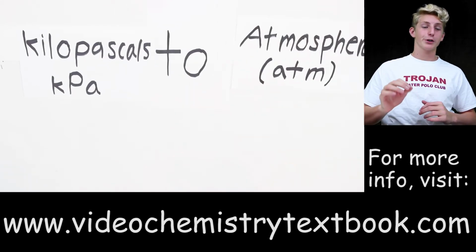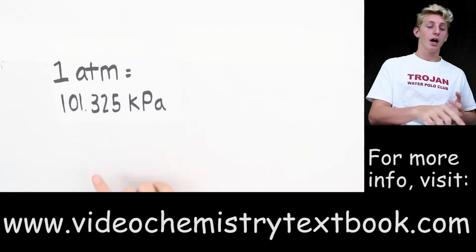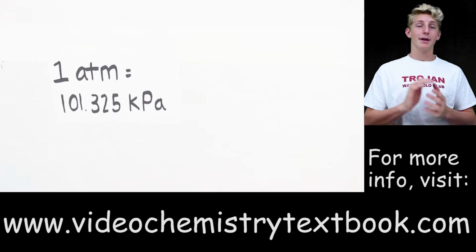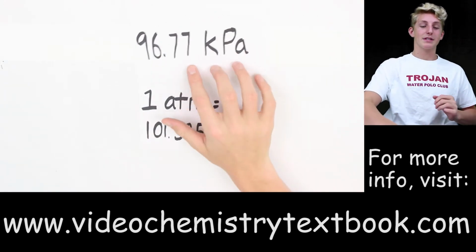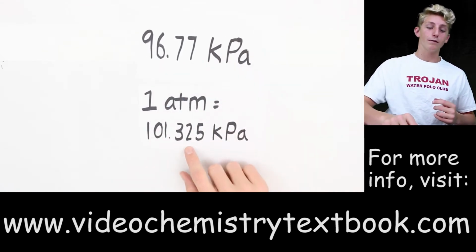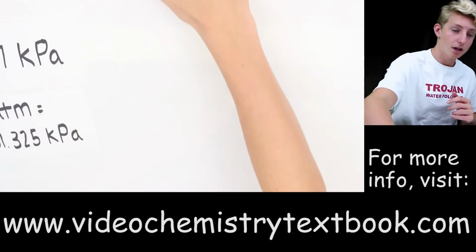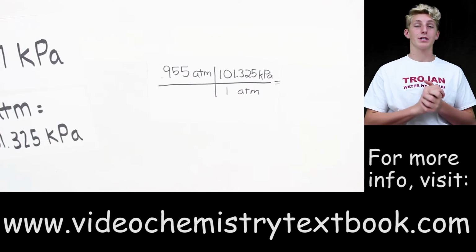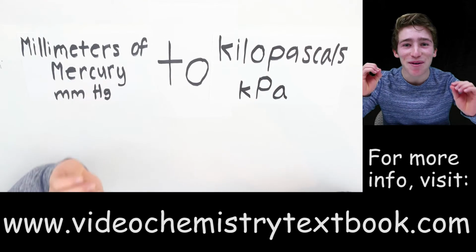Okay, so say we were to start with kilopascals and try to convert to atmosphere. We use the same conversion factor, which is 1 atmosphere is 101.325 kilopascals. But this time we use dimensional analysis and division, putting 96.77 kilopascals, which is the answer from the first problem, over 101.325. By using this, we would get 0.955 atmospheres, which is also the number we started with in the first problem.